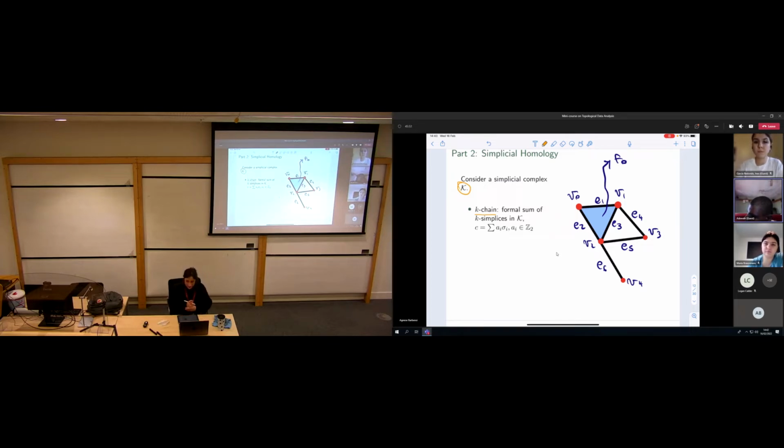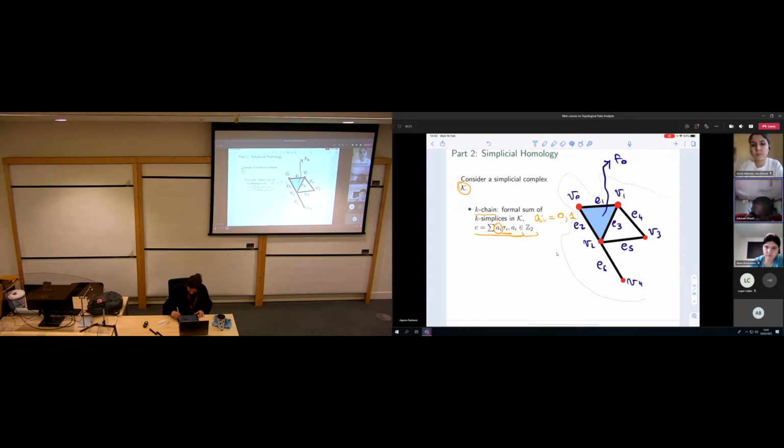formal sum of K simplices, or in other words, C can be written as, again, a formal sum of simplices with a coefficient. Now, for us, again, this coefficient is going to be in Z2, so a_i is equal to either 0 or 1. So again, a K-chain in this simplified scenario is just a set of simplices. Let me give you an example.